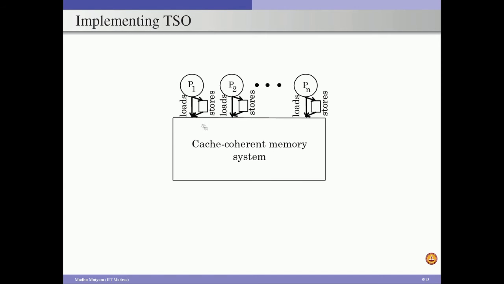And whenever the cache coherency system has taken care of the invalidation signals and so on, we can start writing these values from the store buffer to the actual cache.